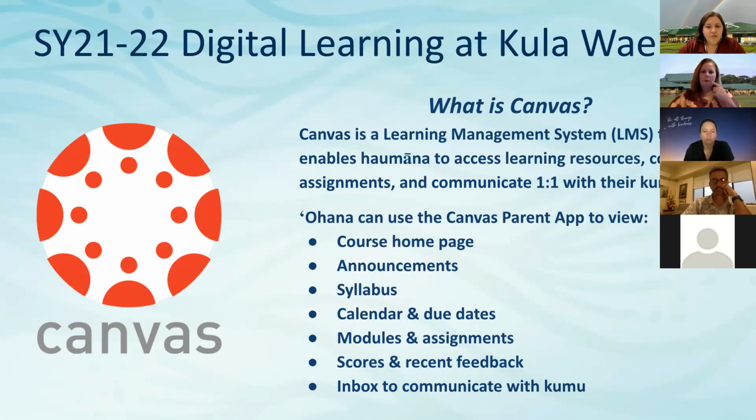So I'm going to show you when we do our tour of the Canvas app, I'll show you how you add your keiki to Canvas. And if you have more than one keiki, how you can add more than one keiki. The good thing too is that you only need to connect to Canvas once. So once you're connected to your keiki as an observer, if your keiki came from Kulaha'aha'a and they're now in Kulawaina, you're still connected. So you only have to do that one time and then you're connected until they graduate.